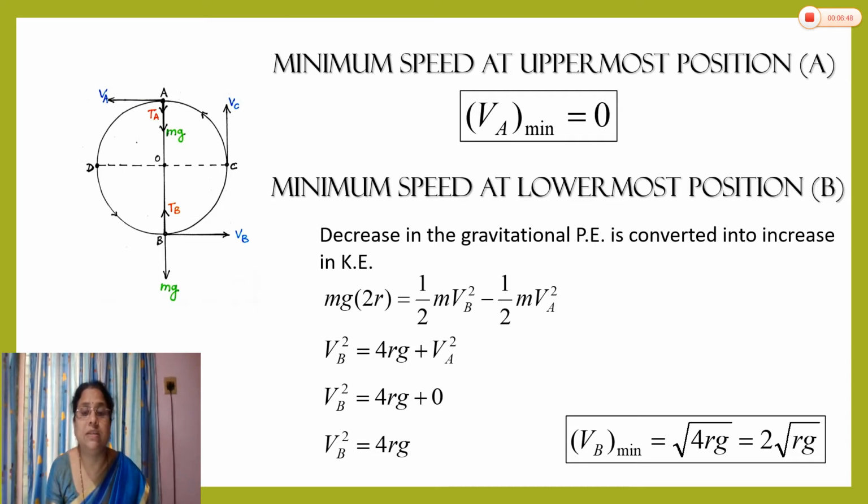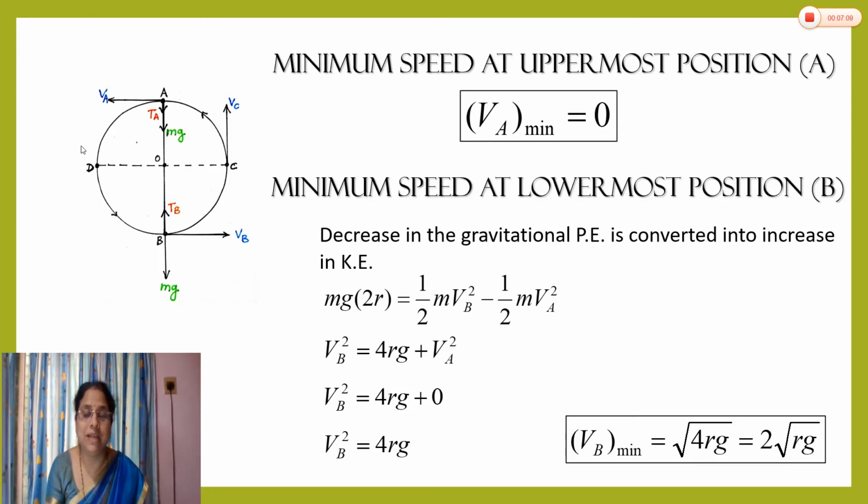Directly the equations are given. So what is the minimum speed at this lowermost point B? We can say Vb is equal to under root 4Rg. And what is the minimum speed in case of the string? Can you recall? Can you tell me? What is the speed at this lowermost point B? It is Vb is equal to under root 5Rg.